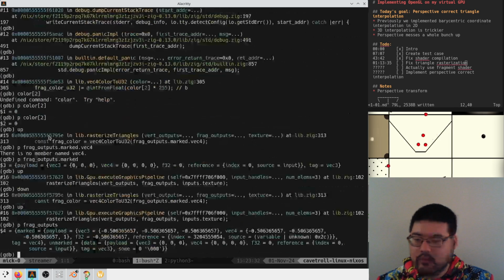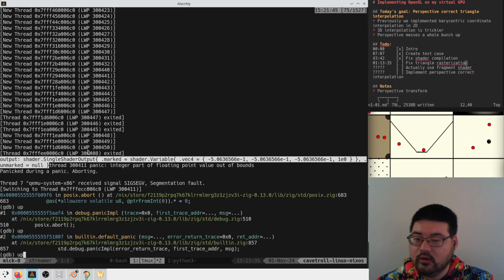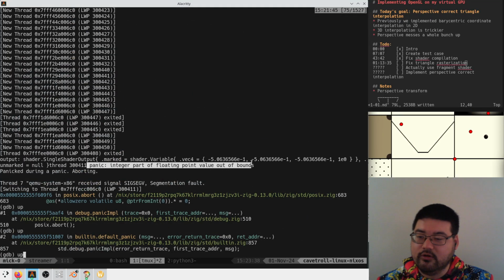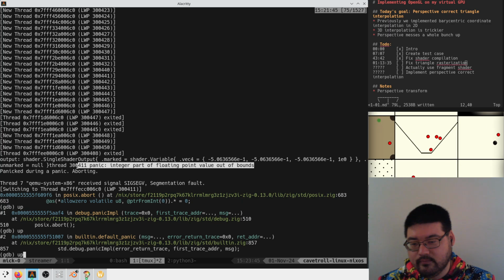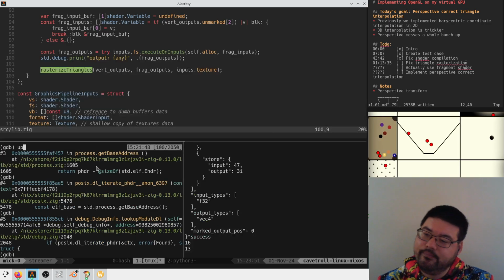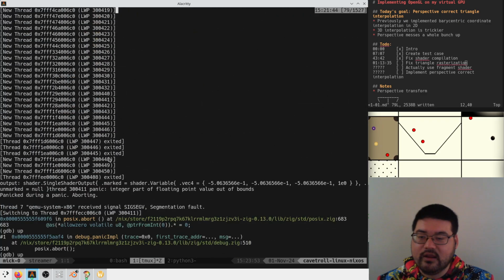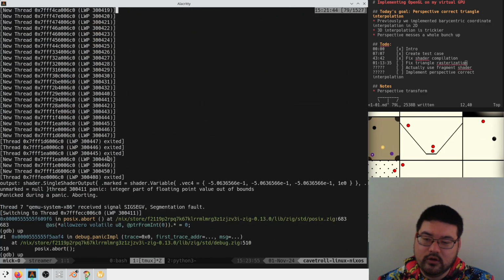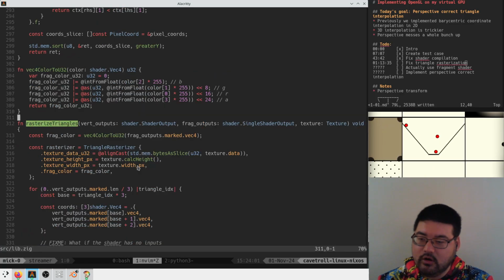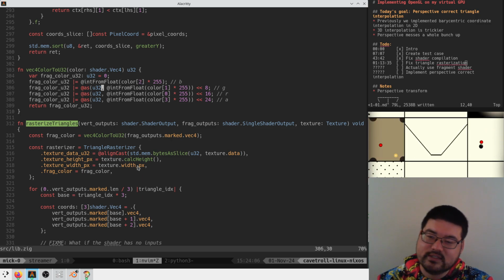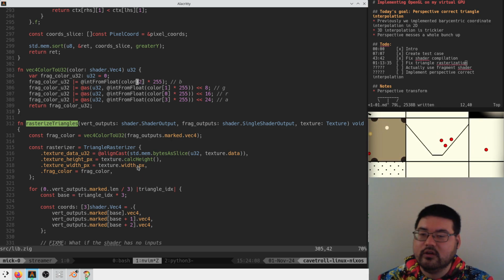Okay. And what's the assertion we're getting? Integer part of floating point value out of bounds. I guess if it's very, very slightly below 0 and we're not rendering that correctly when we print, it could be that we're trying to cast this thing to a U32 and it's not valid.